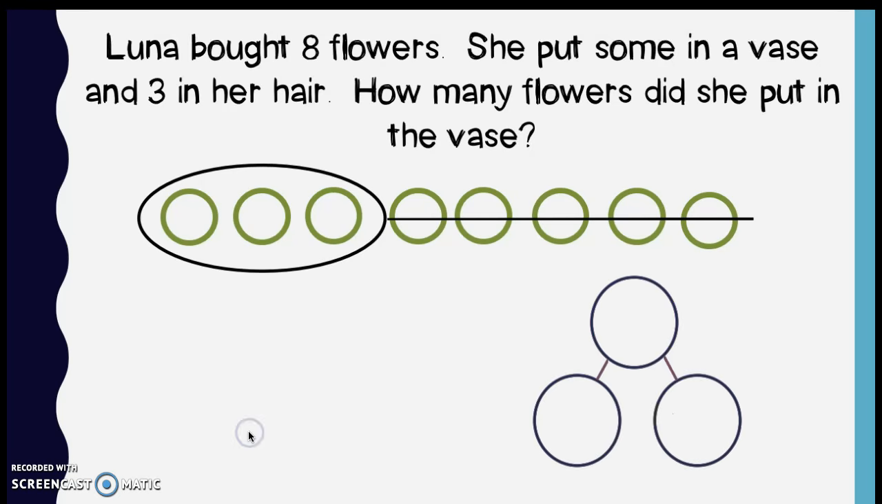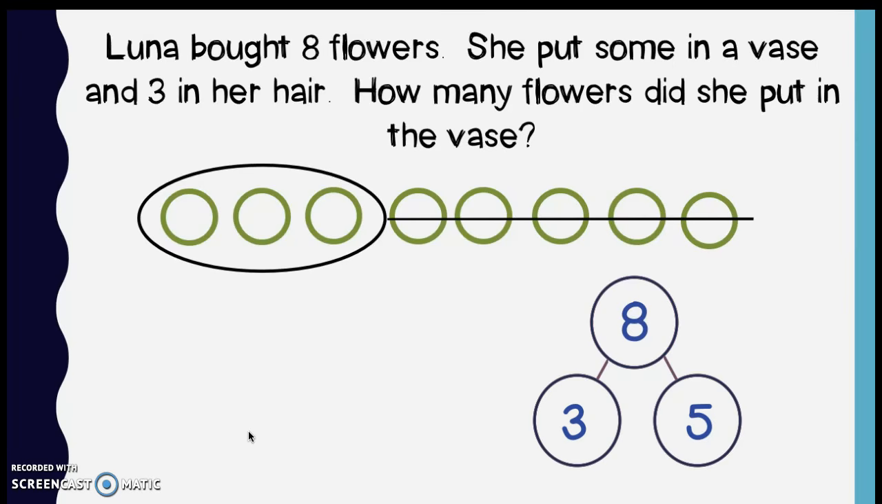Okay, go ahead and draw a number bond. Can you look at that good math drawing and fill in our number bond talking about the flowers that Luna had? Press play to check yourself, friend. Okay, so Luna bought 8 flowers. That's going to be the whole amount, of course. We knew she put some in a vase and 3 in her hair. We figured out that she had 3 in her hair and then 5 ended up in the vase.